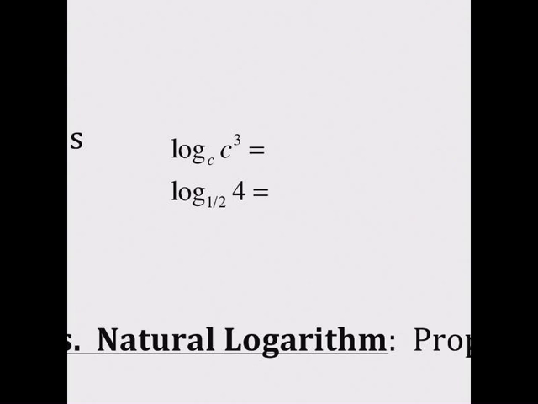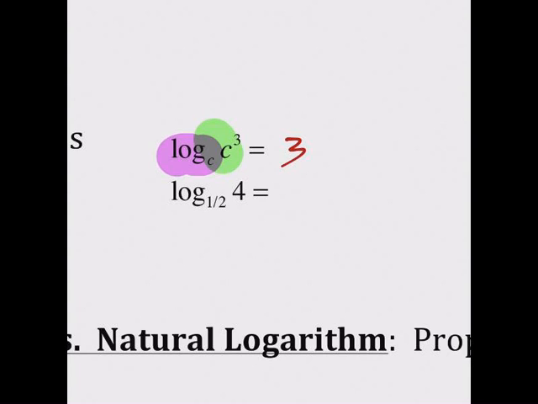Okay, back to the drawing board. What do you guys remember about taking a log of a certain base of the same base? They annihilate each other. That's a good one to watch out for. Log base c of c to the a means they're gone. They cancel each other. I just get the 3. Done.